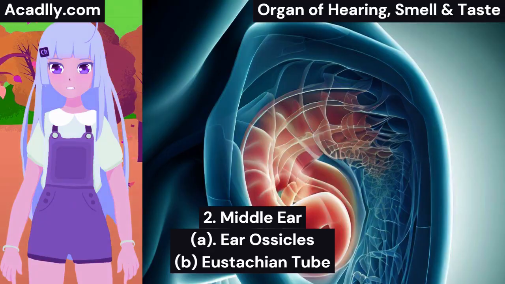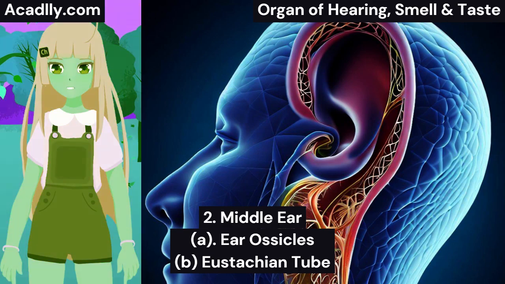B. Eustachian tube. This narrow tube connects the middle ear to the pharynx. It typically opens during yawning, allowing air to enter or exit the middle ear, and equalizing the air pressure on both sides of the eardrum.